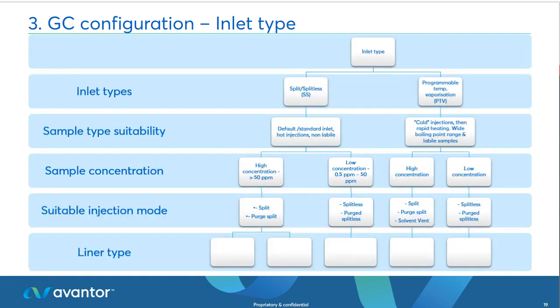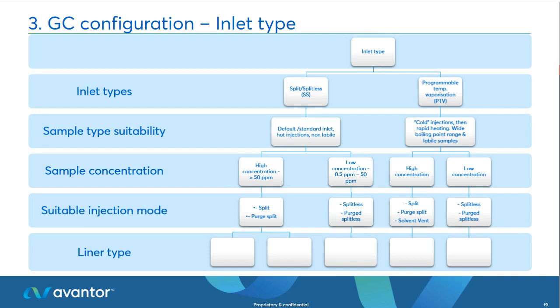A good way of understanding this is to look at the inlet types and compare two of them: split splitless and the PTV, the programmable temperature vaporization inlet. With the split splitless, when we look at the suitable sample type, this is a default standard inlet, and you can do hot injections of non-labile samples. But for PTV, it's cold injections with rapid cooling. You can look at a wide boiling point range, and labile samples are more suitable for PTV.